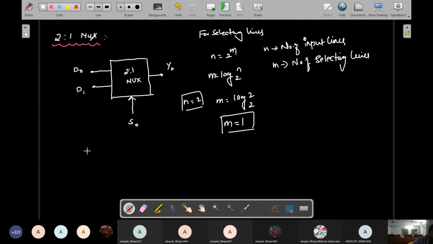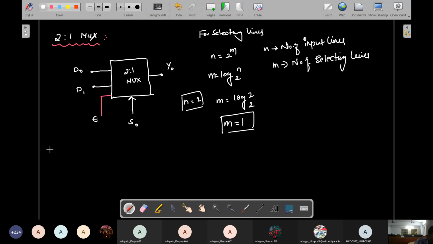Right. So now, what is the truth table of this 2:1 multiplexer? I'll write the truth table. This multiplexer has one enable, and this enable is always high. If enable is 0, the multiplexer is not operating, which means it is a switch-off condition. If enable is 1, it is a switch-on condition. So there is another terminal, called the enable terminal, capital E.